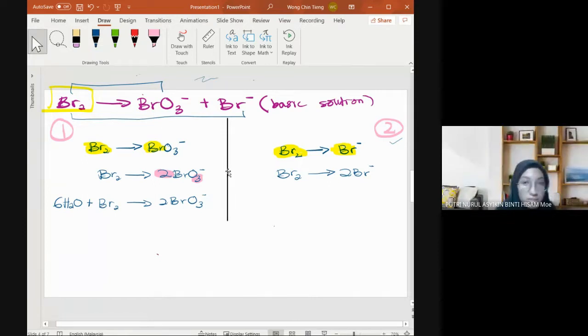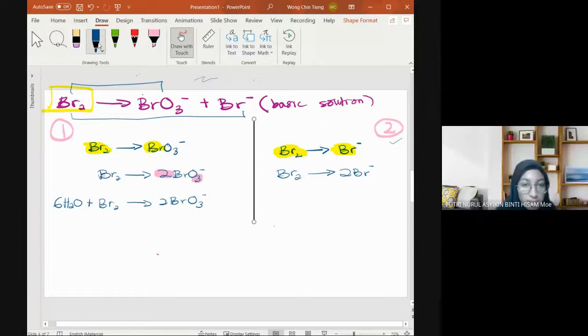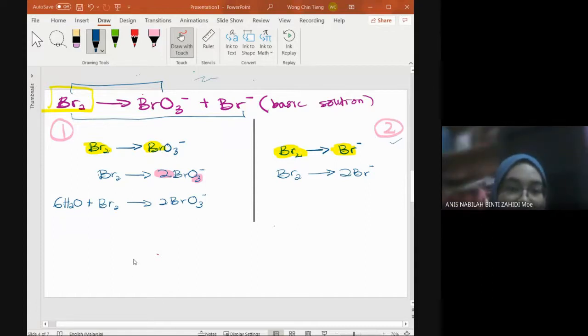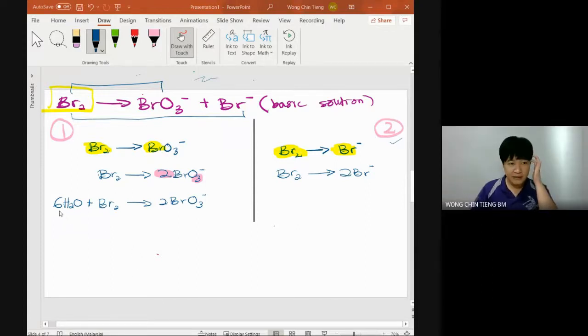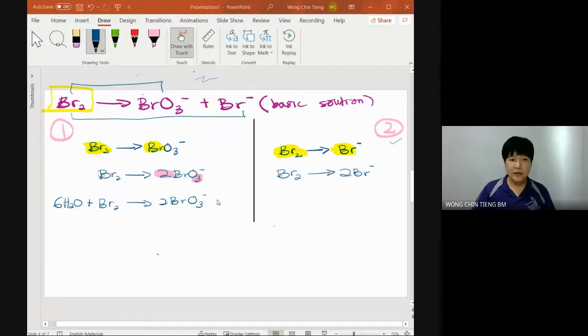Hydrogen. Hydrogen by using H plus. So, Nabila, for the first half equation over here, kita akan tambah berapa H plus? 12. Di sebelah I atau di sebelah yang tak ada I? Sebelah yang tak ada air. Kita akan tambah 12 H plus.